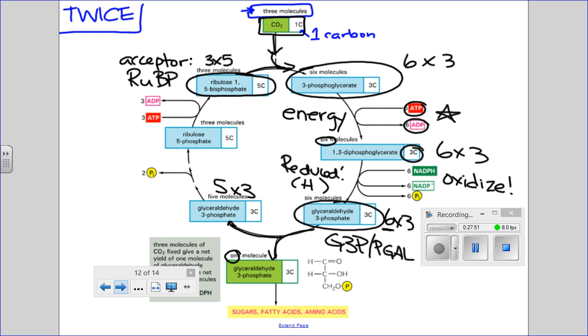So one of those G3P molecules leaves. It has 3 carbons. So I'm back to having 15 carbons in my cycle. I took 3 of them out. So you'll notice that it's like these 3 carbons from carbon dioxide just got some stuff added to them and then came right back out.